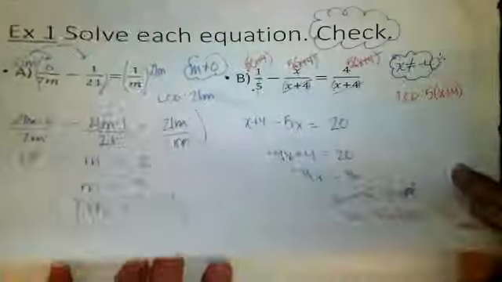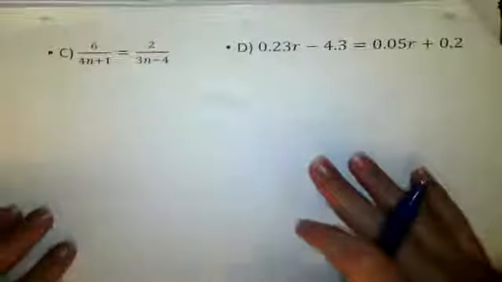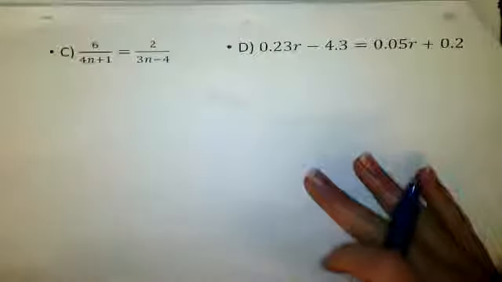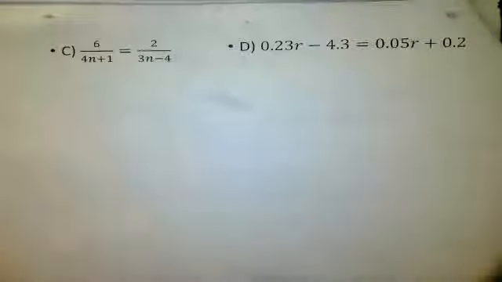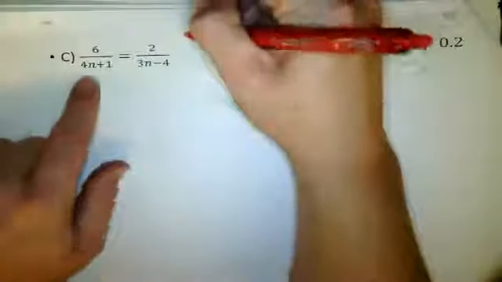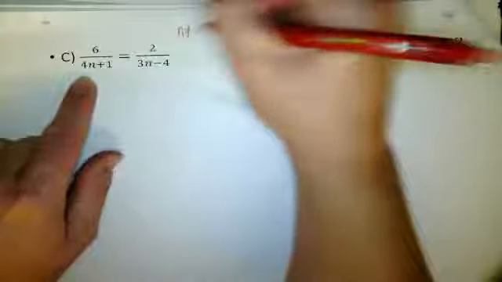Questions on those? Um, 6 over 4n plus 1 is equal to 2 over 3n minus 4. Ooh, hey, this is interesting. What values are n not allowed to be?